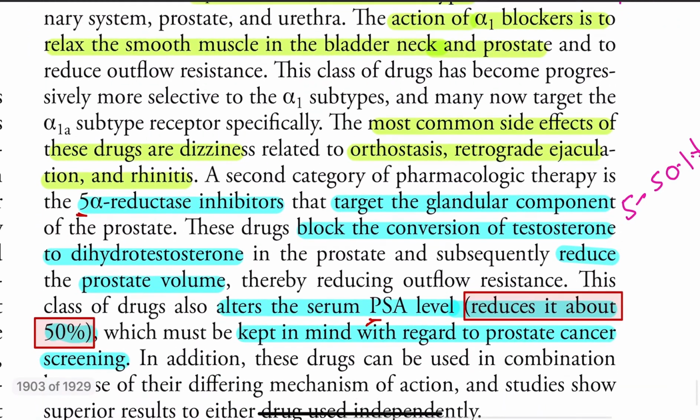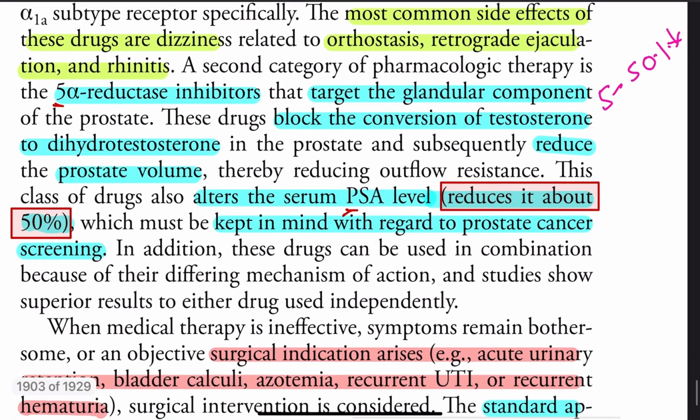The most common side effects of this drug are dizziness because of orthostasis, retrograde ejaculation, and rhinitis. Next is 5 alpha reductase inhibitor. It targets the glandular component of the prostate and blocks the conversion of testosterone to dihydrotestosterone, and reduces prostate volume. It alters the PSA level, reducing it by 50%, so remember this when you examine PSA during screening.